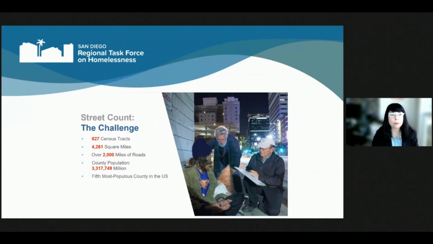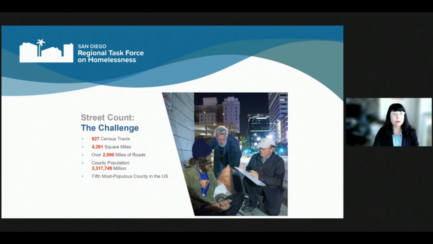So when we talk about our annual point in time count, we do it annually in San Diego County. It is challenging because we cover the whole county. We are the 5th most populous county in the country. So it's almost like counting a whole state, because we do have metropolis areas such as the city of San Diego and other cities, and then very rural unincorporated areas. We do our count by census tracts. We count 602 of our 627 census tracts. It's about 4,000 square miles, 2,000 miles of road. So it is a challenge.